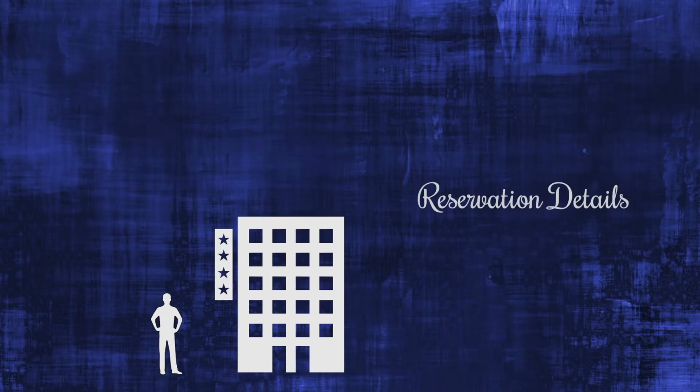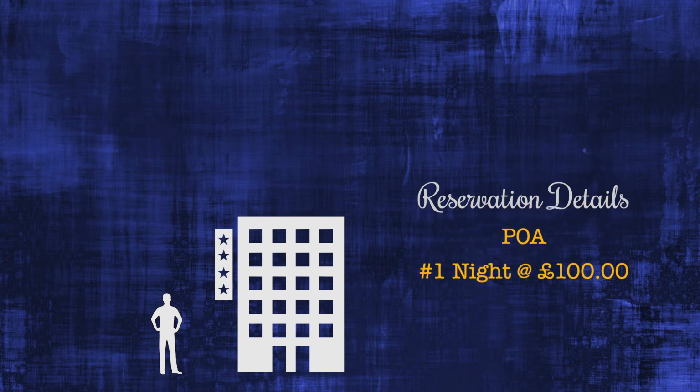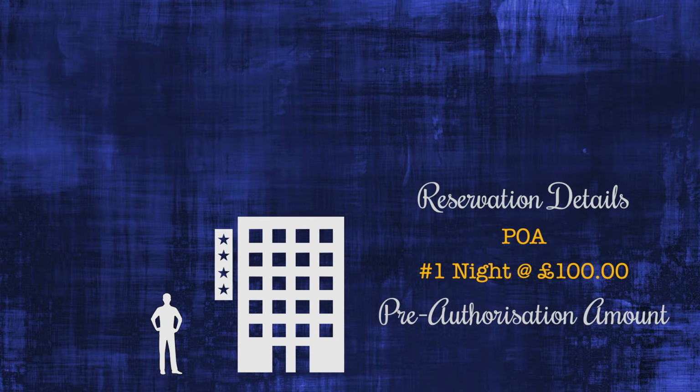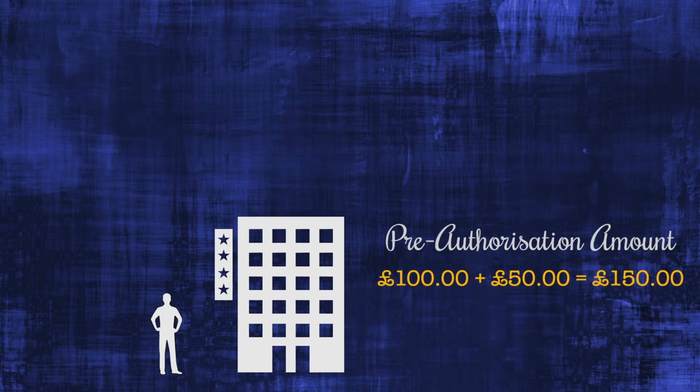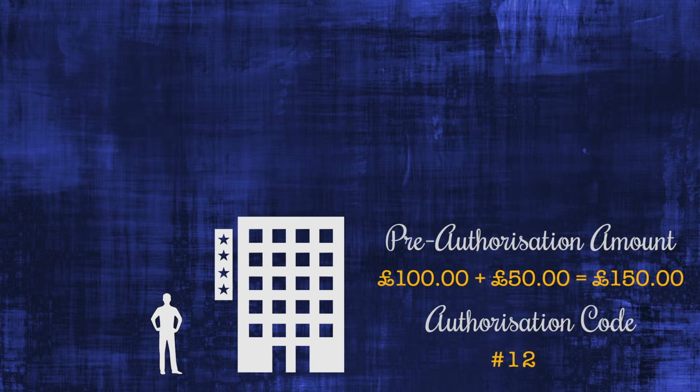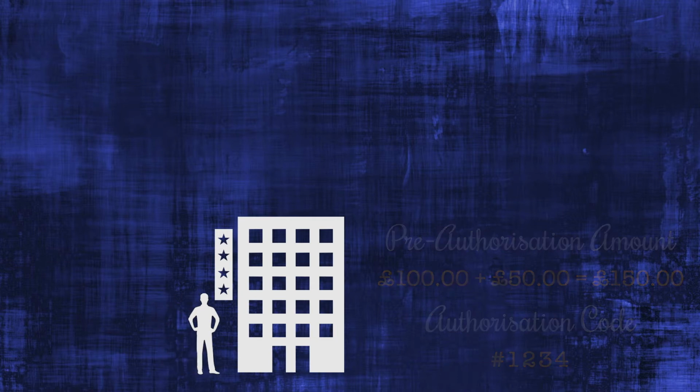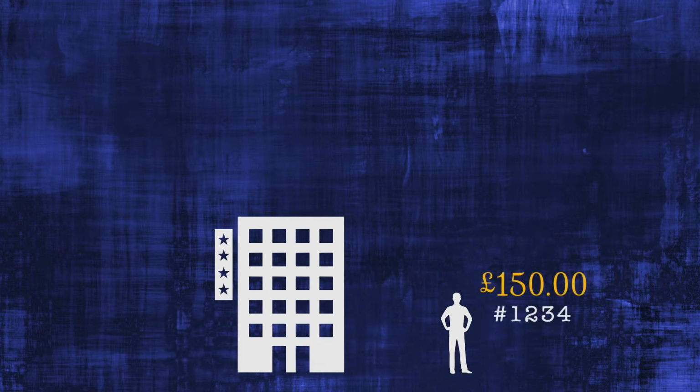Their reservation is POA and they are staying for one night. So the reservation is £100 plus £50 for the extras and incidentals, meaning the total we are going to pre-authorize is £150. Now when we take the pre-authorization, it provides us with an authorization code. Let's say the code on this pre-authorization is 1234.